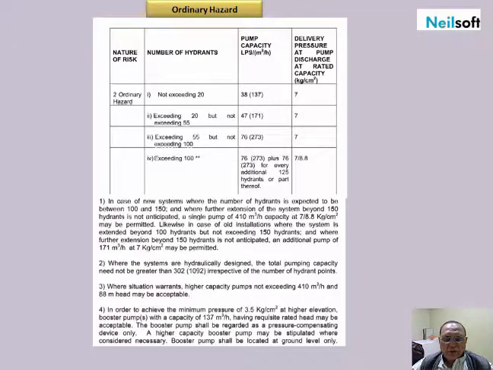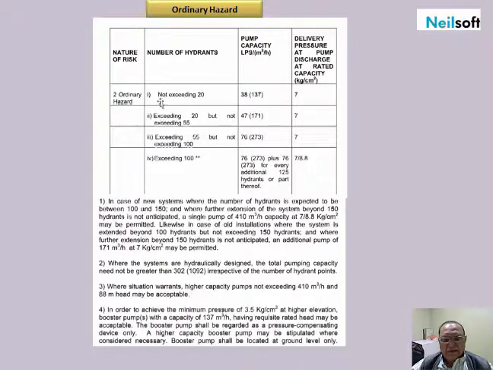Similar way, what do we see over here? In the previous slide we discussed for the light hazard, and this is for the ordinary hazard.